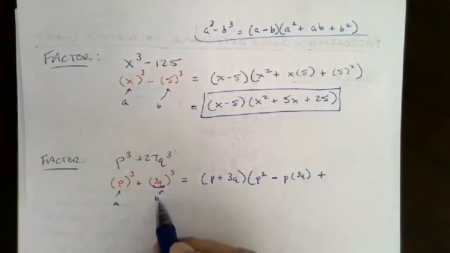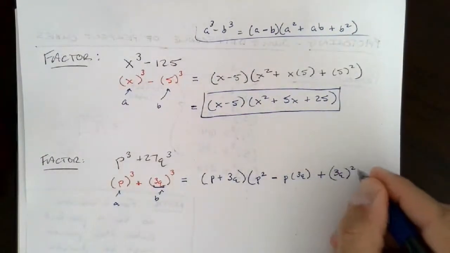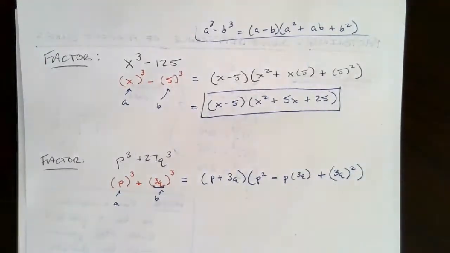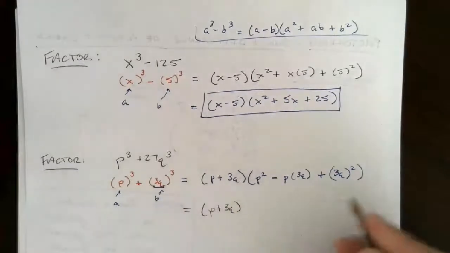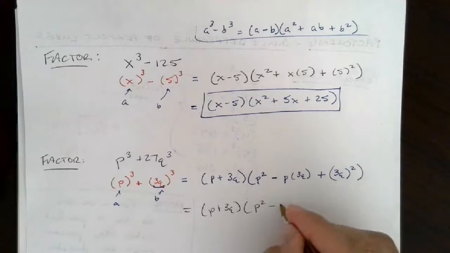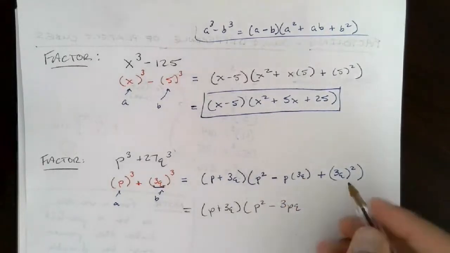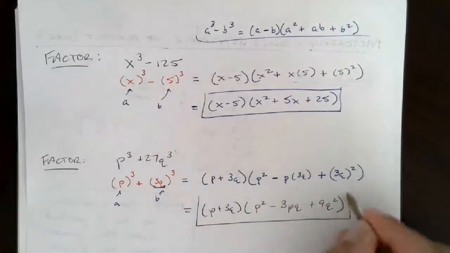And then we want b squared at the end. B squared is going to be 3q, the quantity squared. Make sure you square the whole thing, not just the q. It's the 3 and the q getting squared there. So then to simplify this, we keep it factored, p plus 3q. And then inside here we have p squared minus, this is p times 3q, which would be 3pq. Plus here 3q squared, the 3 gets squared, which gives us 9q to the second power. And that's how it factors.